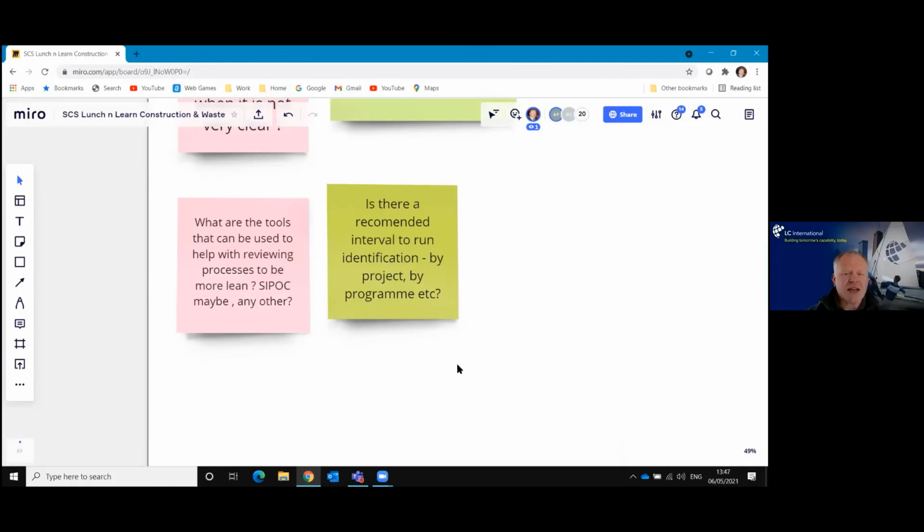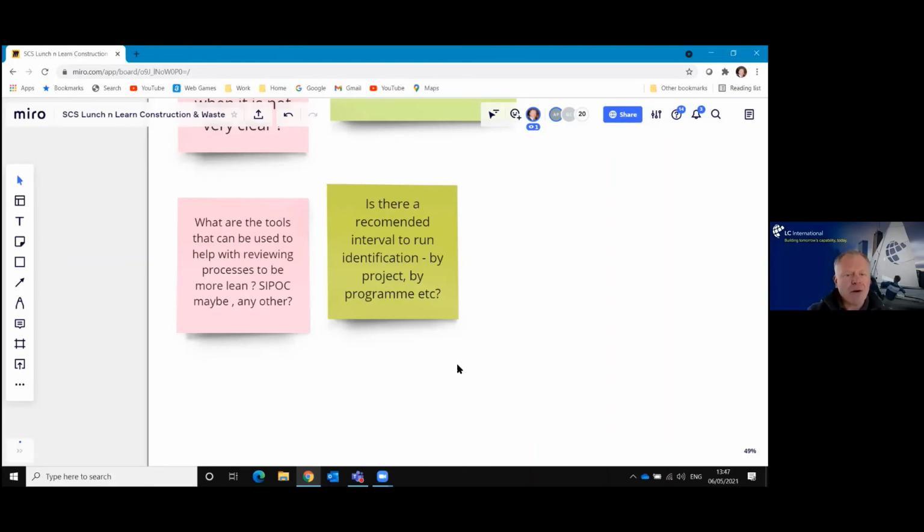So I change that SIPOC around and call it COPIS. We have the COPIS version of this, where we put the customer first. We understand what they're expecting as an output from the processes that we're delivering, and then we start to look at the inputs that our suppliers are giving us, to ensure that we're giving that value to the customer.